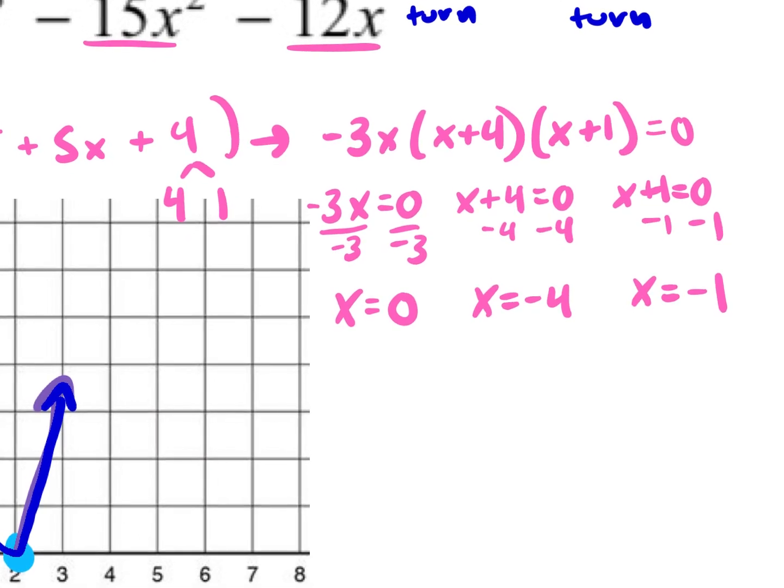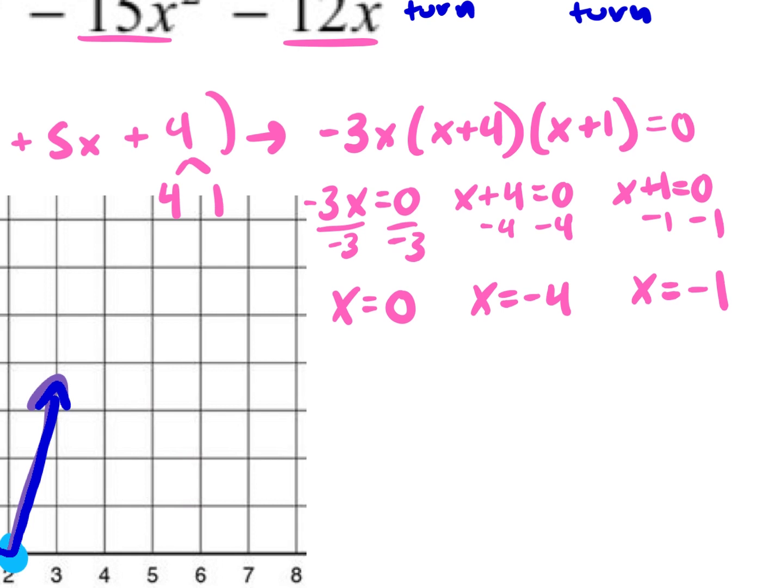So now we need to talk about the multiplicity. How many x equals 0s do I have? Just 1. So my multiplicity would be 1. Is that even or odd? Odd. Do I touch and turn or go through? Go through. How many x equals -4s do I have?